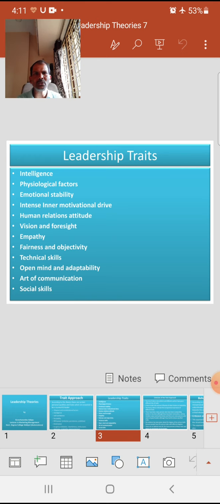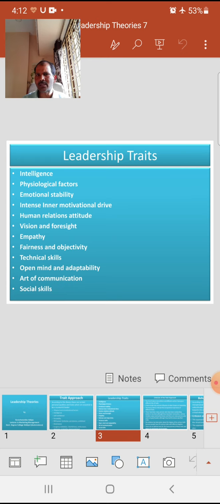Human relations attitude. The success of a leader depends on the cooperation of the people. That is why a successful leader must possess the human relations attitude. He should always try to develop social understanding with other people. He should have intimate knowledge about the people and the interpersonal relationships. It is very important for a leader to possess knowledge of how human beings react to different situations.